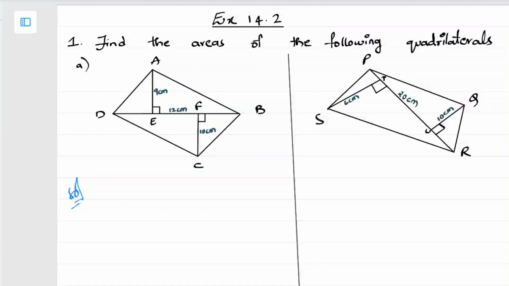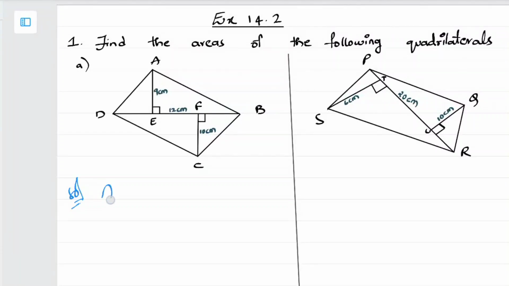So what are these? They are quadrilaterals, but they have been given in different shapes. They have 4 vertices and 1 diagonal. And what have they given? They have given the height, the distance from the vertices to the diagonal, that is called height.